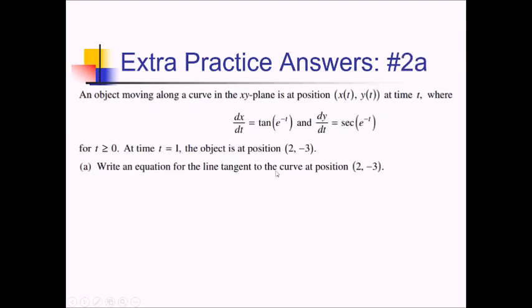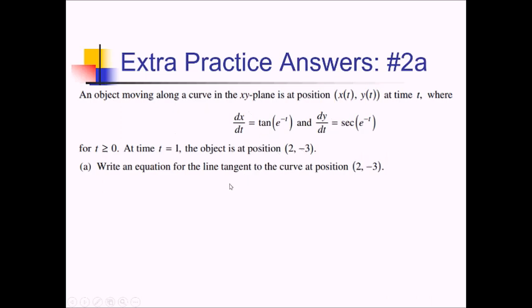For this calculator-based problem, we have a particle moving in the xy plane with x of t comma y of t given as the position of this thing. And they didn't really tell us what those meant algebraically, but they did give us x prime and y prime down here. They also told us at time 1 the object was at the position 2 comma negative 3.